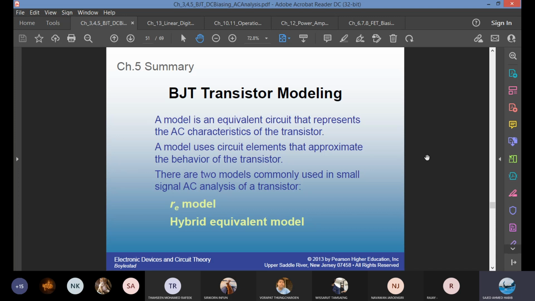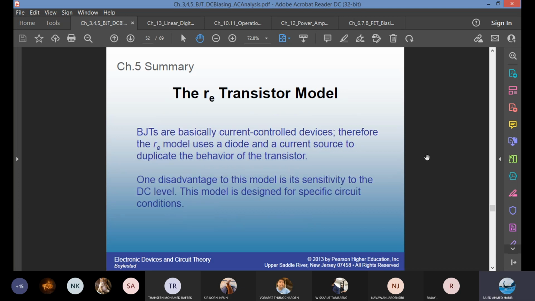The common models are small re and hybrid equivalent. Each has its strengths and weaknesses. We chose the small re model for all the AC analysis of BJT for this chapter. A model is just an equivalent circuit that represents the behavior of the transistor when it is getting an AC input and providing an AC output. The DC bias is required for the transistor to turn on and for power transfer, energy transfer.